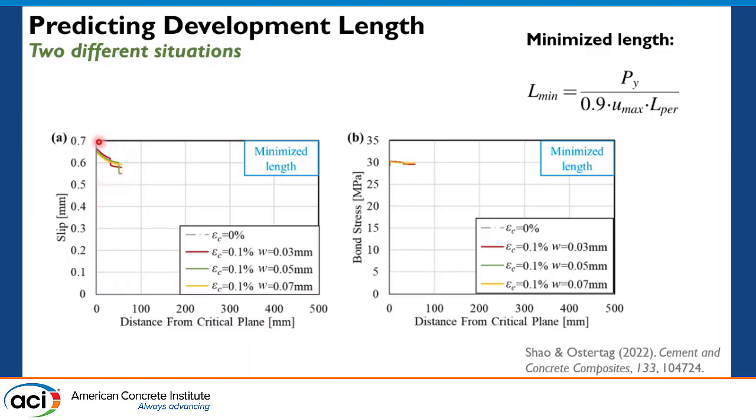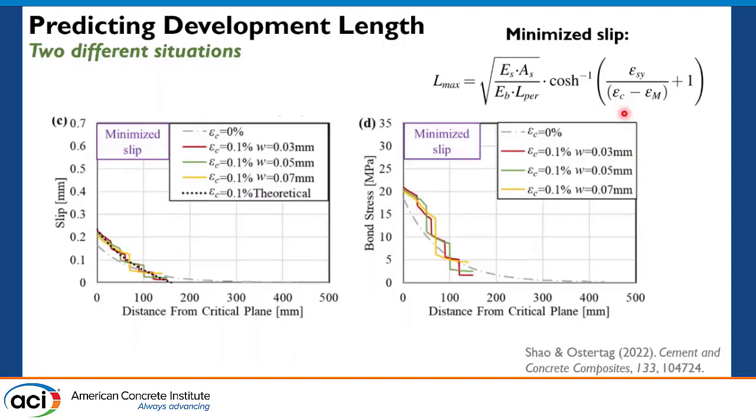So for the minimum length, the slip along the entire minimum length is large, which means the bond stress along the entire development length is very large. So the bond of the UHPC is fully engaged in this case. So we can minimize the development length needed for a certain force. And in this case, because the bond stress is large and almost uniform, we can use a prediction model to predict the development length just by dividing the needed force by the perimeter of the bar, as well as the maximum bond strength.